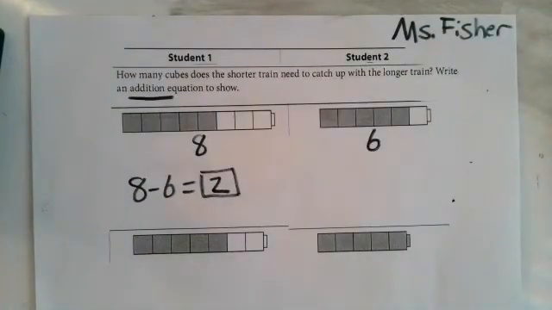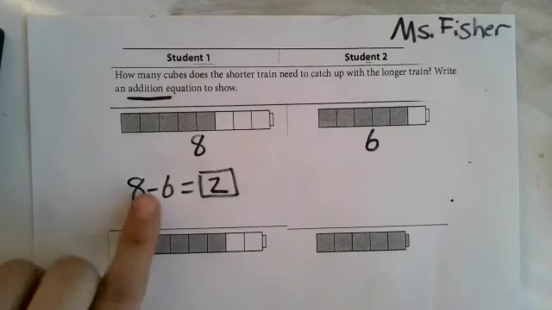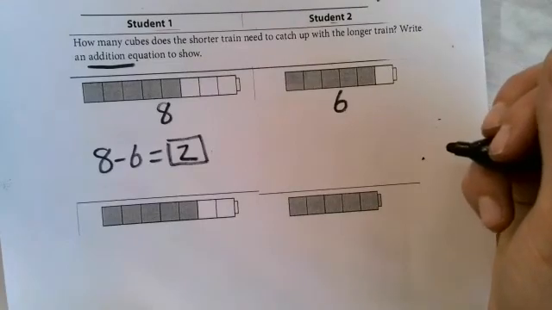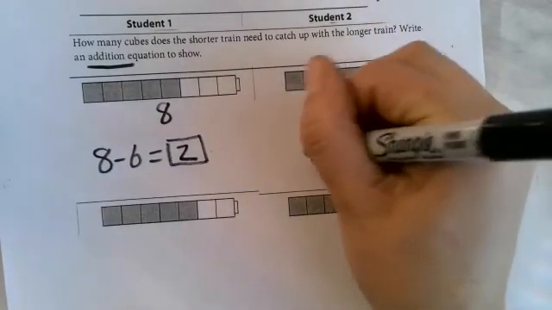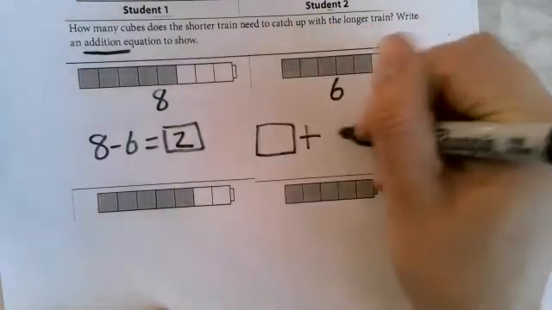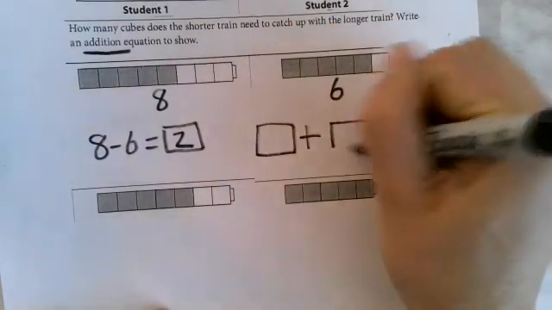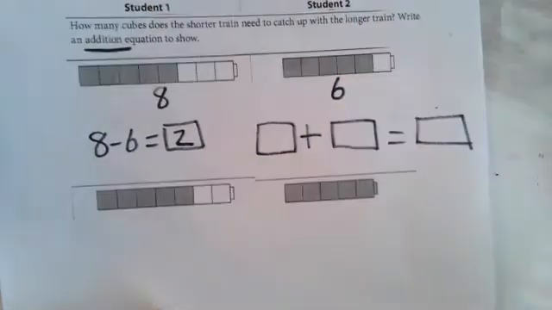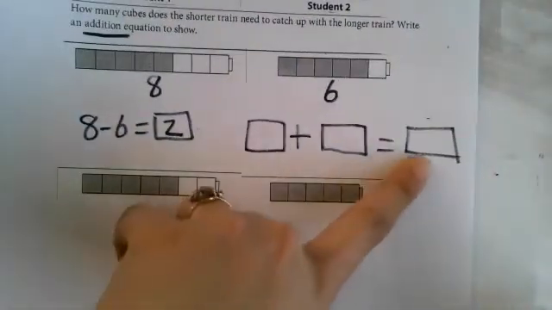Think about it. Caroline, how could we write this? How can we write this with addition? Can we just flip-flop these numbers somehow? Yes. Yeah, we sure can. So let's put a plus sign. We're going to put a box plus box equals box, right?